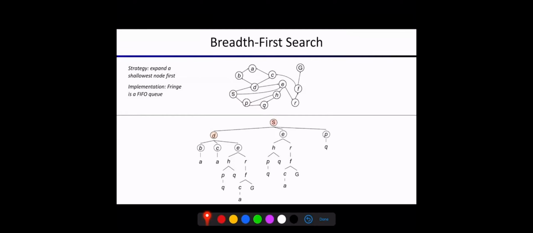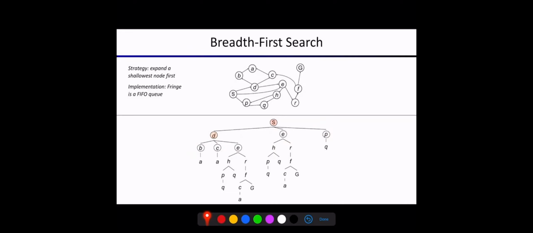When taking D out of the fringe, we expand D. That is, we find the successors of D, and the successor states are B, C, and E. Okay. Now we have a fringe that is bigger. It contains B, C, E, E, and P.